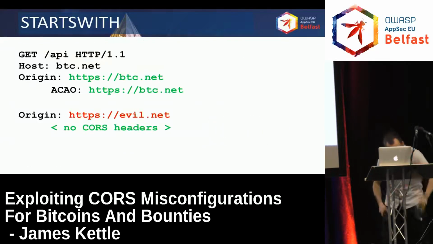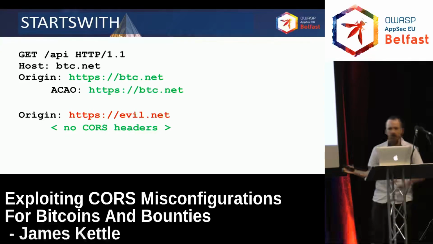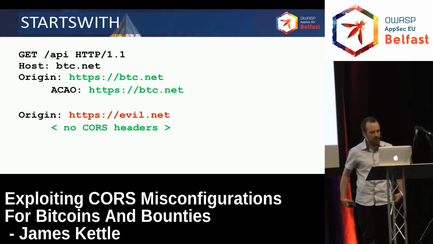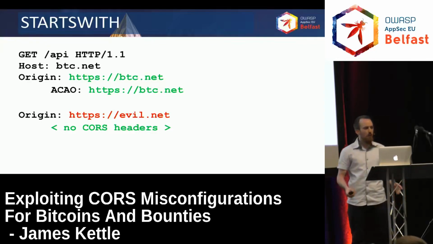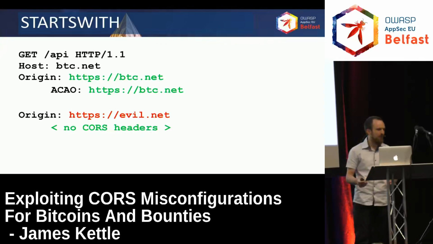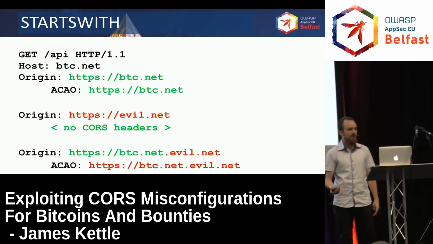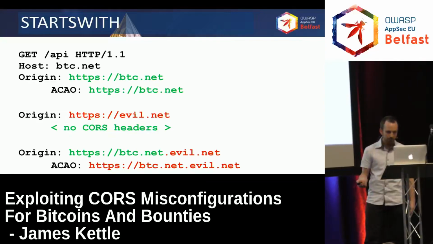Other times, people try to validate the origin header, but something goes wrong. Here, this is a different exchange that I also can't name for other reasons, and they're validating that the origin starts with btc.net. I think they think that the origin header might contain a full URL specifying a path and such like, and that's why they're doing this. But of course, that means they trust btc.net.evil.net, which is not great.